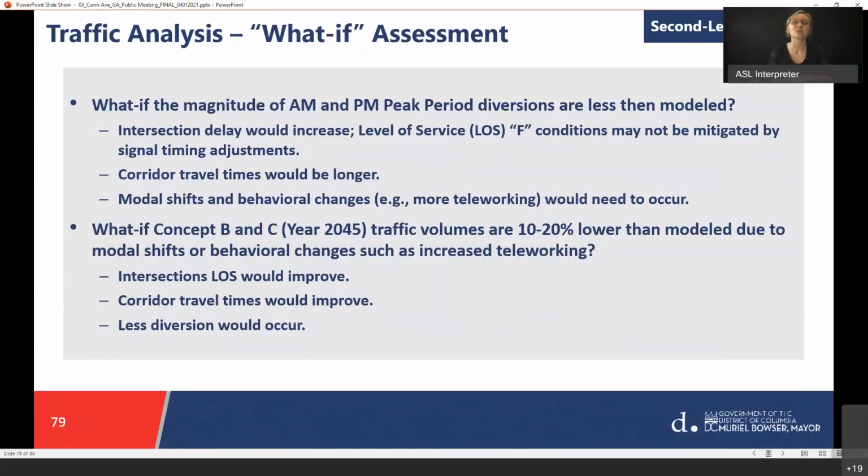And what if our concept B and C year 2045 traffic volumes were 10 to 20% lower than we modeled, due to changes in behavior such as increased teleworking? Our level of service would improve, our travel times would improve, and less diversion would occur.